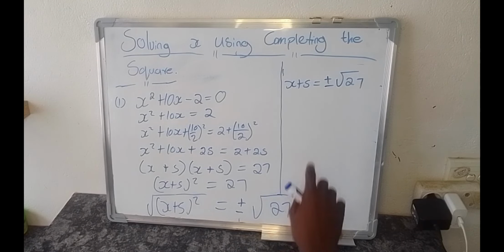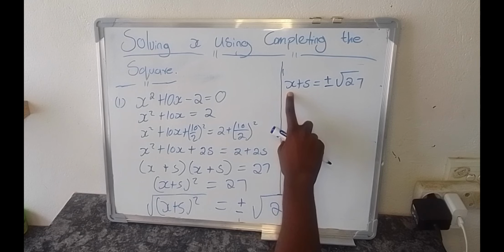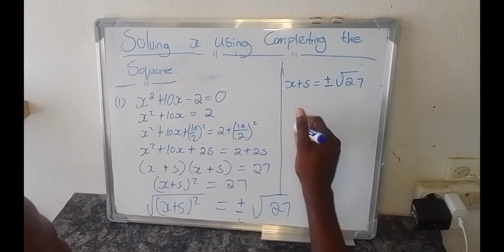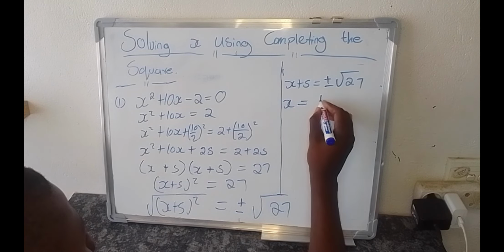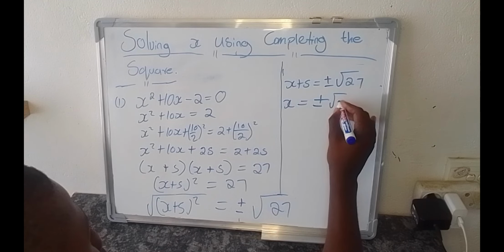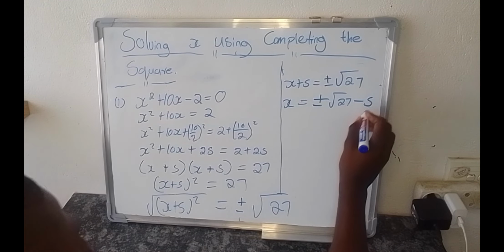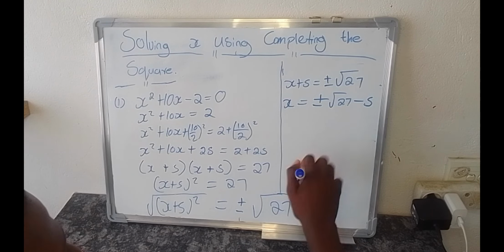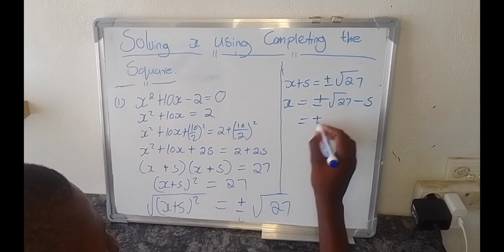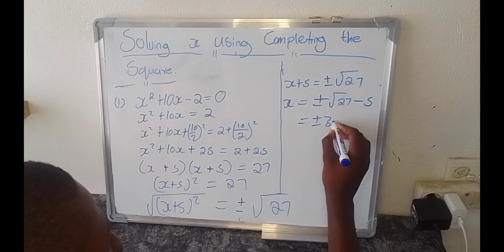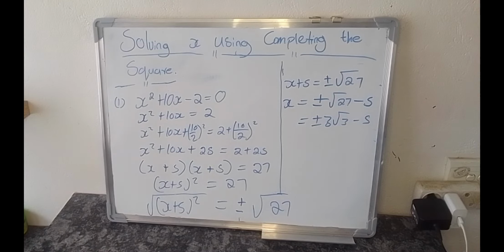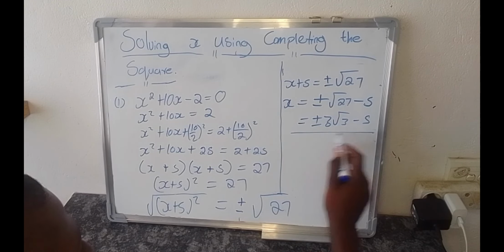Now let's try to isolate this x, because we are solving for it. We are going to take this positive 5 to the other side, meaning we are going to have x is equal to positive or negative square root of 27 minus 5. Then from there we can write the square root of 27 as 3 square root of 3, so x equals positive or minus 3 square root of 3, minus 5. This thing is equal to the square root of 27. So this is our final answer.